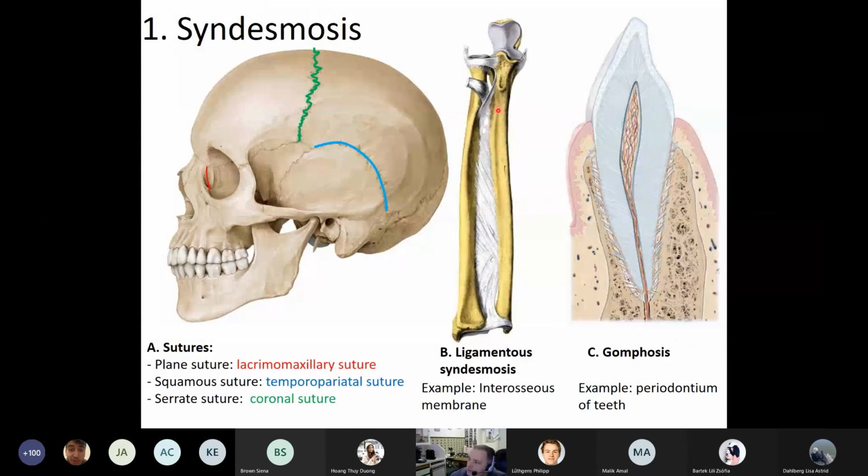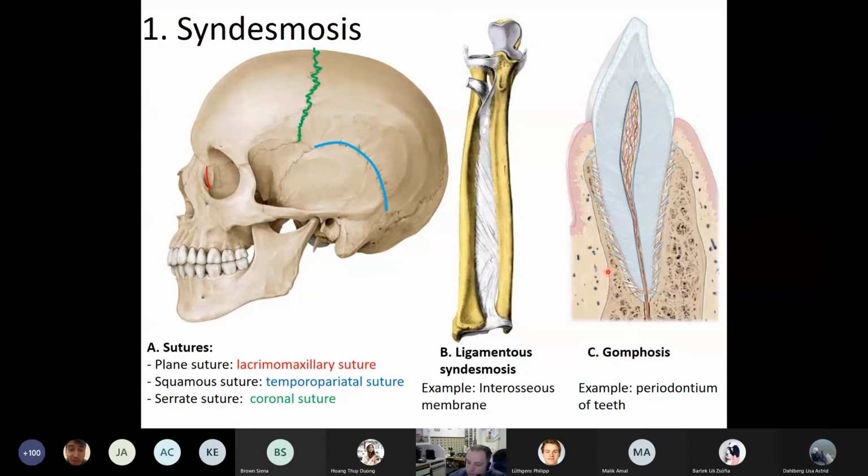Also, you will very soon learn about the 2 forearm bones, the ulna and the radius. And you will see that the ulna and the radius are connected by a very strong connective tissue membrane called the interosseous membrane of the forearm. And this is a kind of ligament that connects the 2 forearm bones with each other. It's also a strong connection between bones.